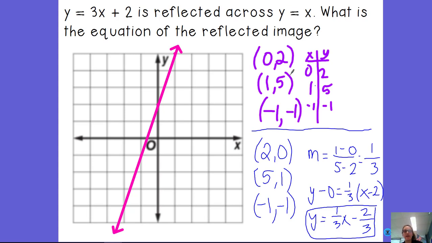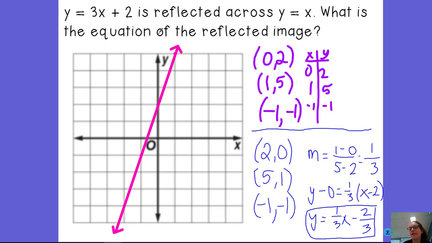So if you think about how we got from the old points to the new points, we just interchanged our x and y coordinates. So if I'm thinking about the equation, if I just want to reflect this line across the line y equals x, I can just interchange x and y. I'm going to switch x and y. They're going to switch places.